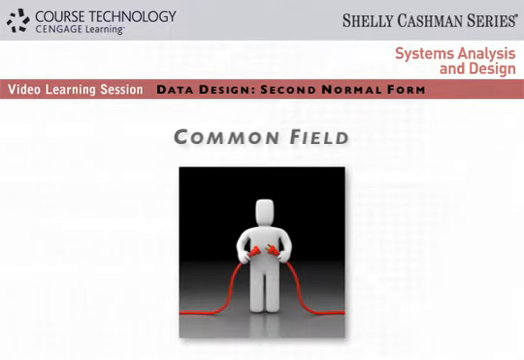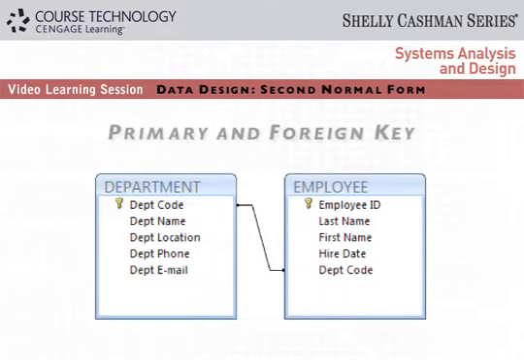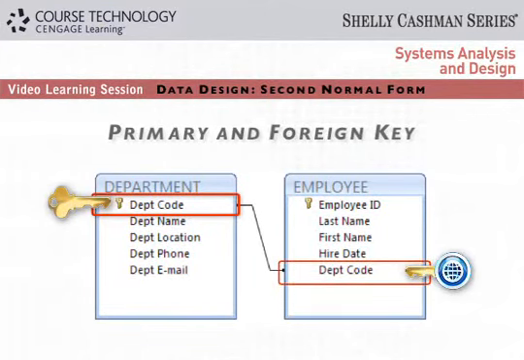A common field exists in more than one table and creates a relationship that joins the tables. A common field, like department code, is a unique primary key in one table and a foreign key in the other, where duplicate values are okay. The department code field has only one value in the department table, but can be repeated many times in the employee table.